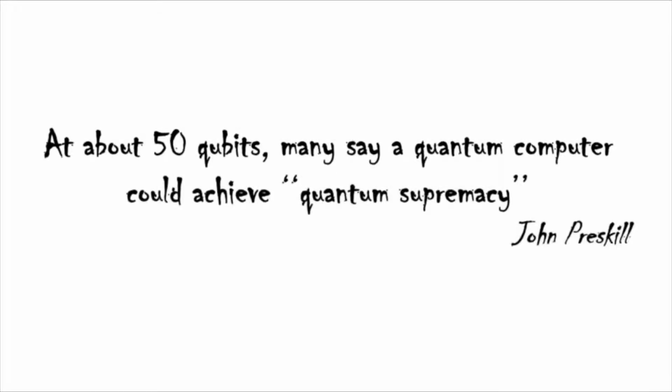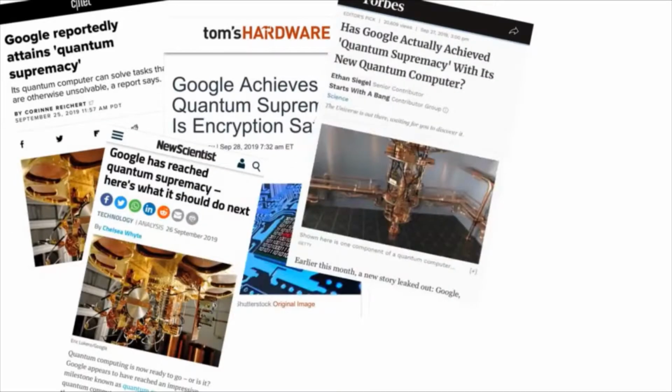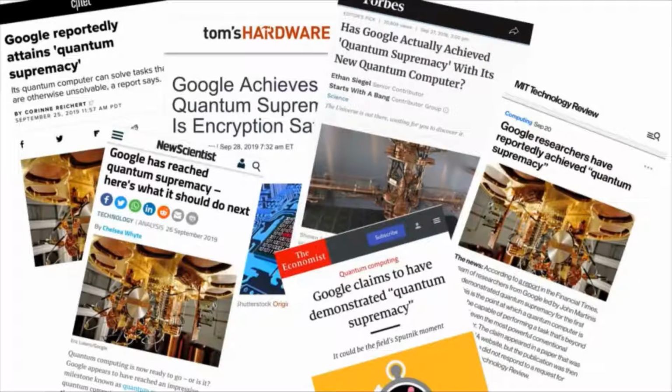At about 50 qubits, many say a quantum computer could achieve quantum supremacy, said the American theoretical physicist John Preskill. And a couple of weeks ago, Google claimed to have achieved quantum supremacy.